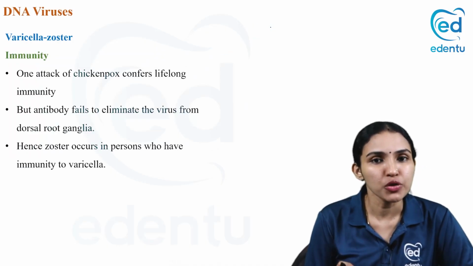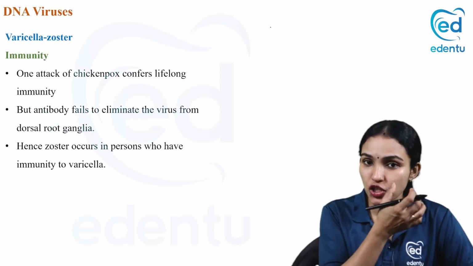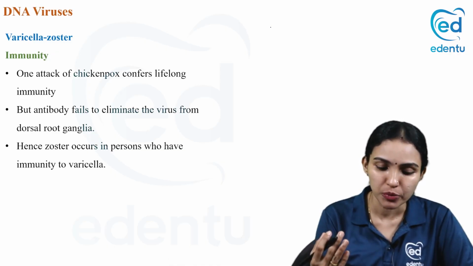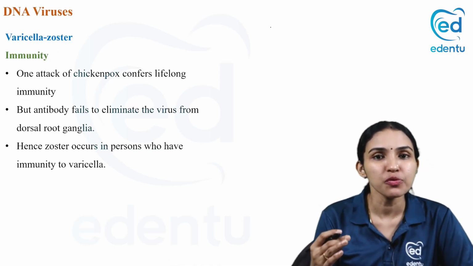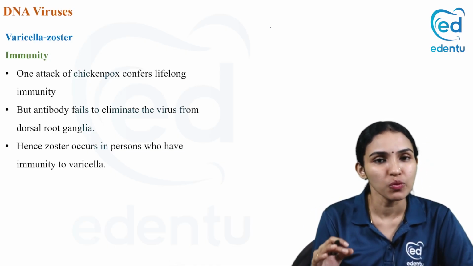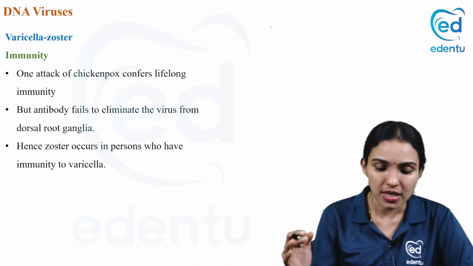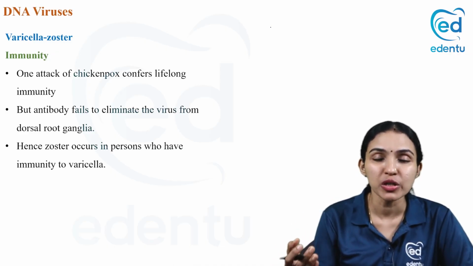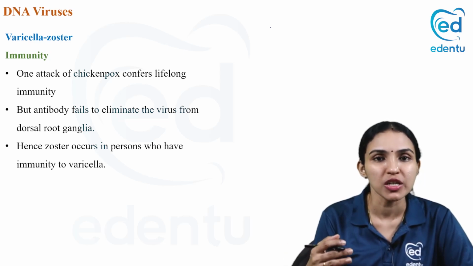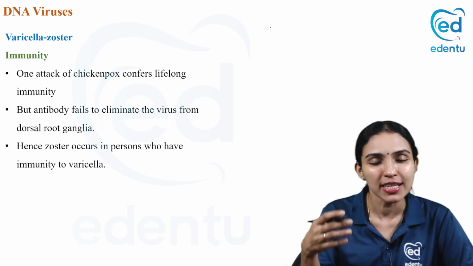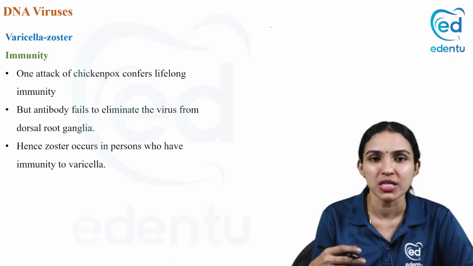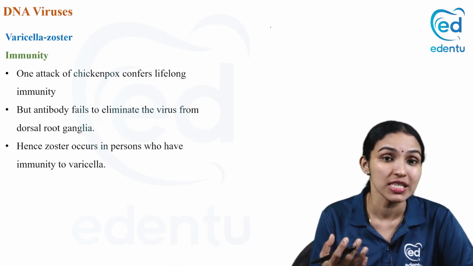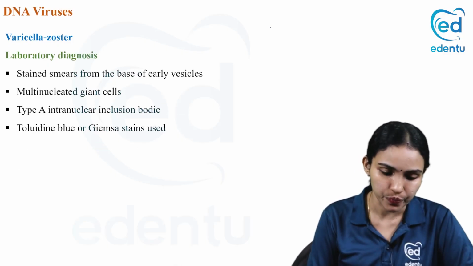Now, you know about the immunity of chickenpox. We say once you have a chickenpox infection, you have lifelong immunity, but the antibody formed fails to eliminate the virus from the sensory ganglia. So that is why herpes zoster occurs in people who are immune to varicella. This is because they are not acquiring the infection again. It is the infection which is already persistent in the neuron ganglia.